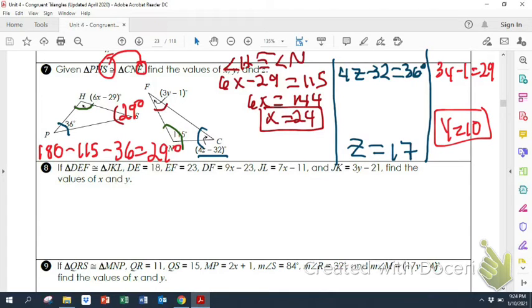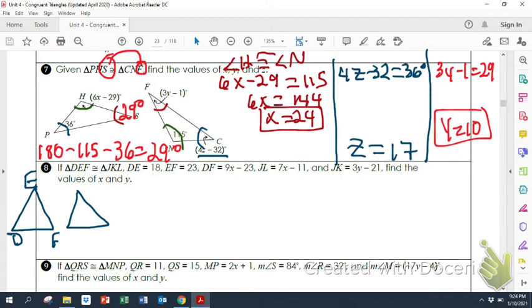Okay, on this next one, there's no picture, so I want you to focus on the letters and determine things just by looking at the order of the letters. But if you want to, you can go ahead and draw a triangle. I don't know exactly what it looks like, but if I draw it this way, I can label it any way I want. So I'm going to say this is D, and this is E, and this is F right here.